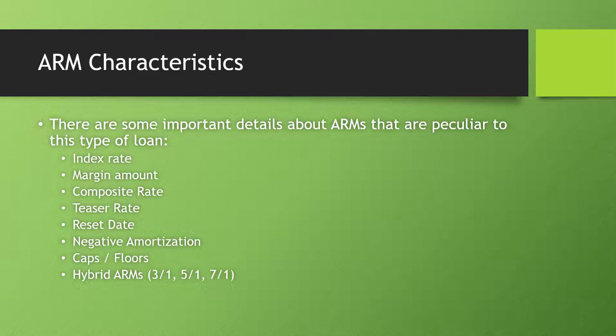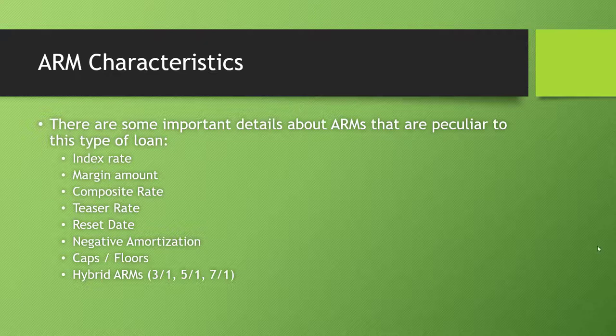All right, lastly here, the hybrid ARMs. This notation, a 3-1, 5-1, or 7-1, indicates with the first number how long it is a fixed loan, so how long the interest rate is static before the adjustments kick in. And then the second number indicates how frequently the reset happens. That 1 indicates an annual basis. So a 3-1 ARM means that the interest rate on the loan is fixed for the first 3 years, and then it adjusts annually thereafter. A 5-1 ARM is fixed for the first 5 years, and it adjusts annually thereafter. And you can probably tell what a 7-1 ARM would be.